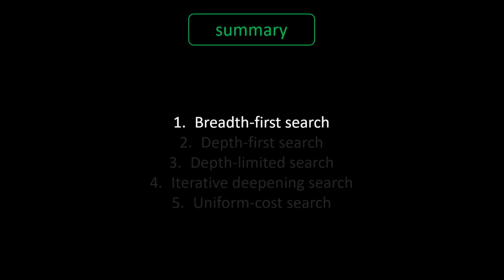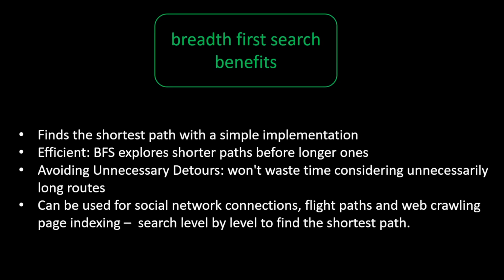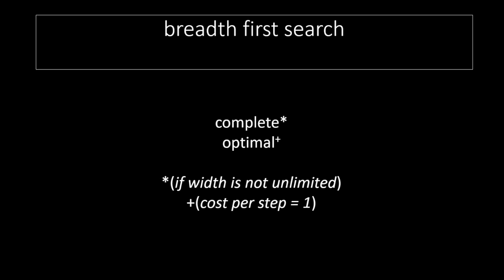So let's summarize that. Breadth first search, we've already seen, finds the shortest path, doesn't explore really long ones, doesn't go on massive detours around graphs, etc. So it's quite efficient at finding shallow problems, if you like, ones that are close to the root node. So it's used in different aspects of AI. It is complete and it is optimal.